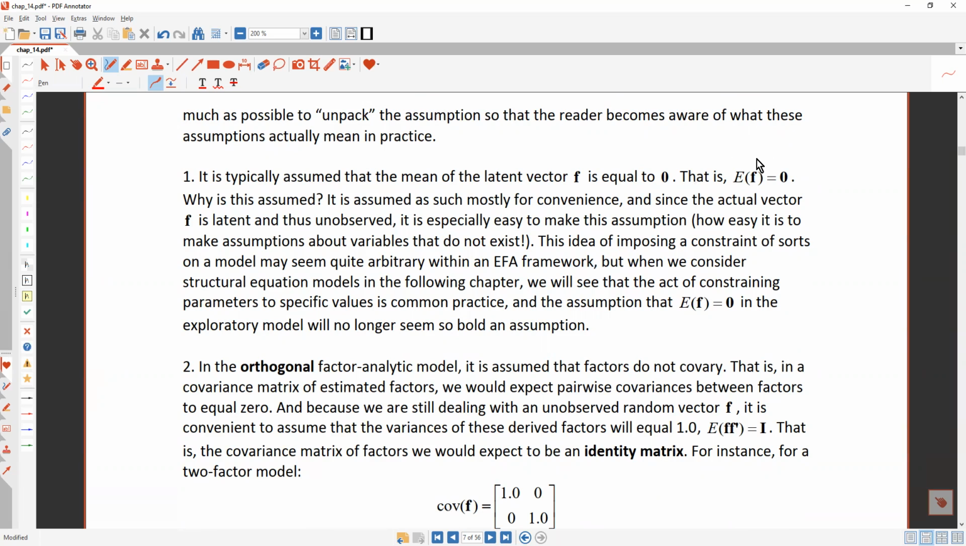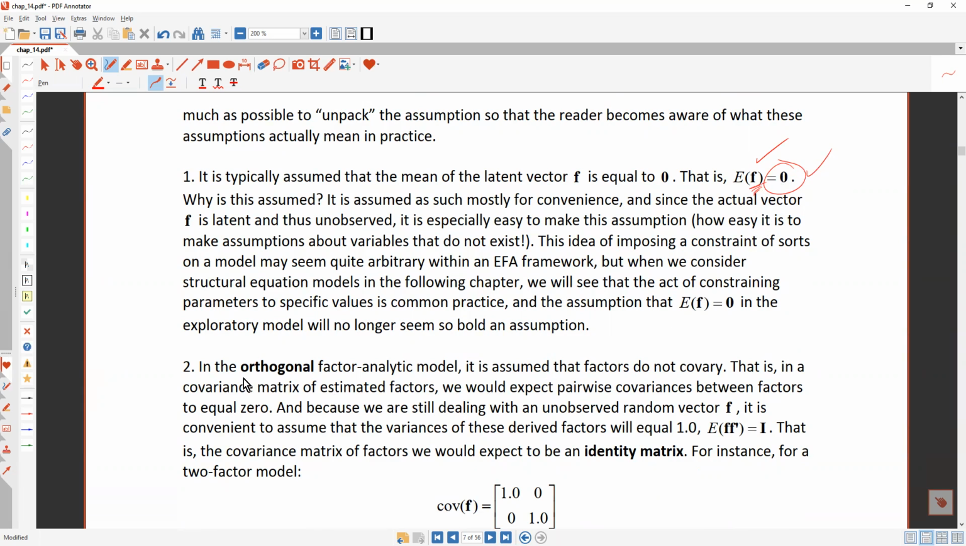We say that the expected value for the factor is equal to 0. Well, that's set for convenience. So this assumption will have really no meaning for us right now, and I'm just glancing over it.